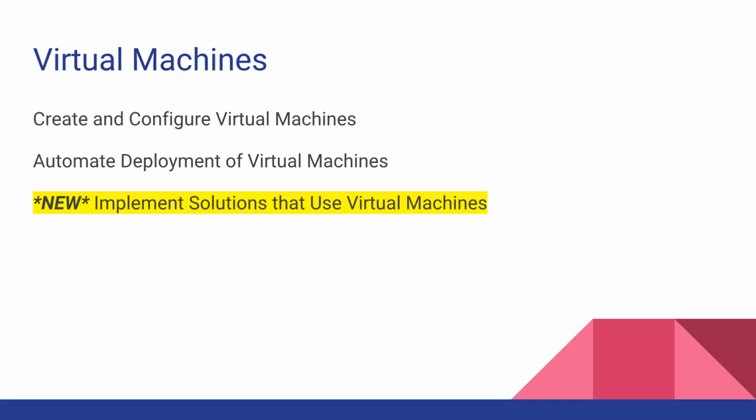The first change has to do with virtual machines. Now, the existing requirements already have a couple of large topics talking about virtual machines. It already had requirements to do creation and configuration of virtual machines, and the second requirement had to do with automation of the deployment of virtual machines. Now, Microsoft has added a third virtual machine-related requirement that says implement solutions that use virtual machines.